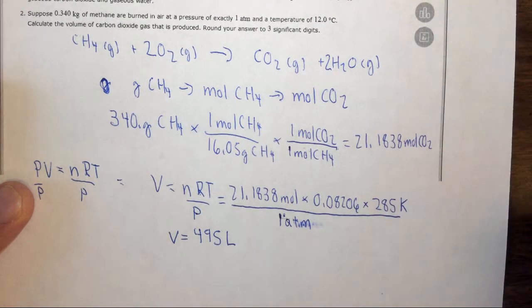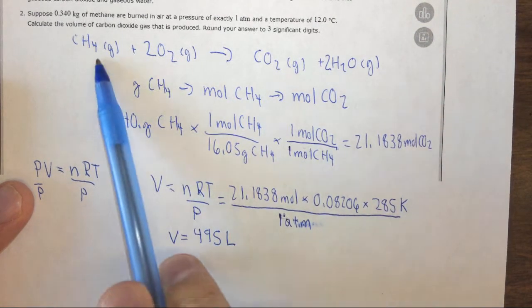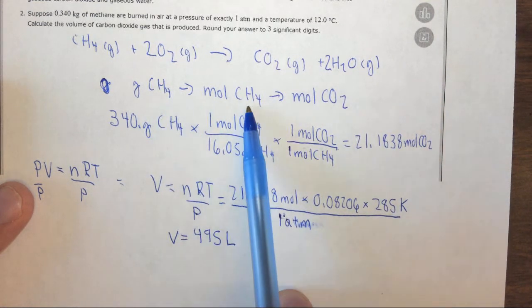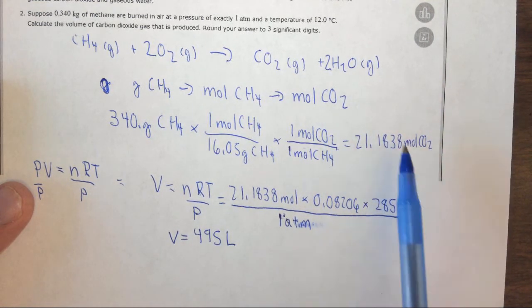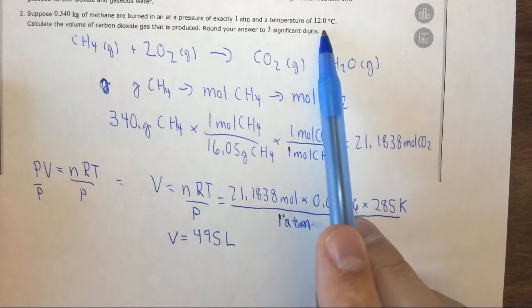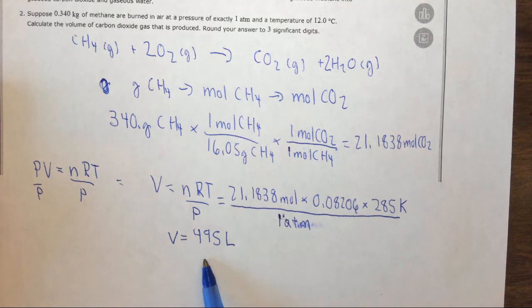V, in this case, equals 495 liters. To recap, we found the balanced chemical equation. We used stoichiometry to convert from grams of methane to moles of carbon dioxide. And then we plug those moles into the ideal gas law with the given temperature and the given pressure to find the volume of carbon dioxide that would be formed.